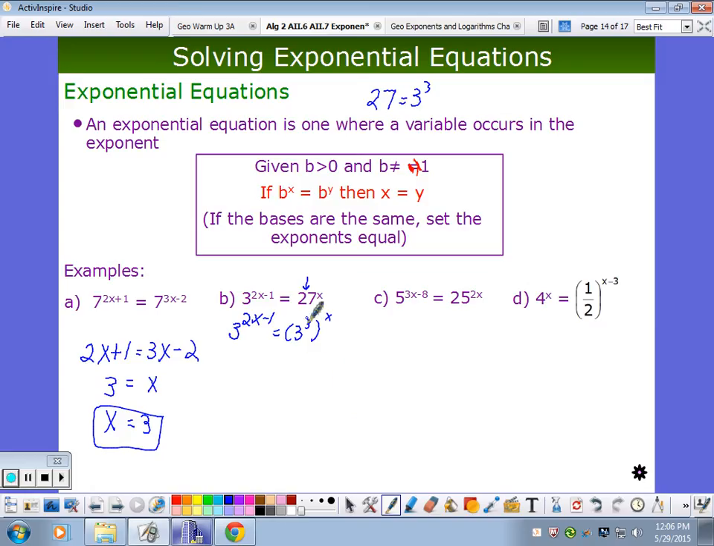Now, what I did is I have a power to a power. What's that rule? Multiply it. So again, this side I didn't change, but what does this side become? 3 to the 3x. Now I look like this: 3 to this power equals 3 to that power. So what can I say about those exponents? They are equal. Fantastic.